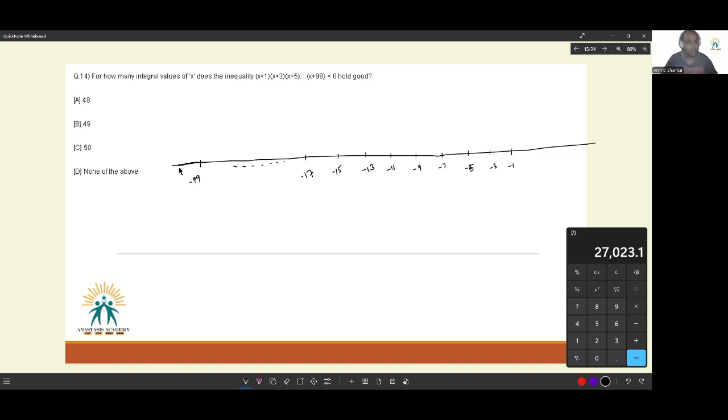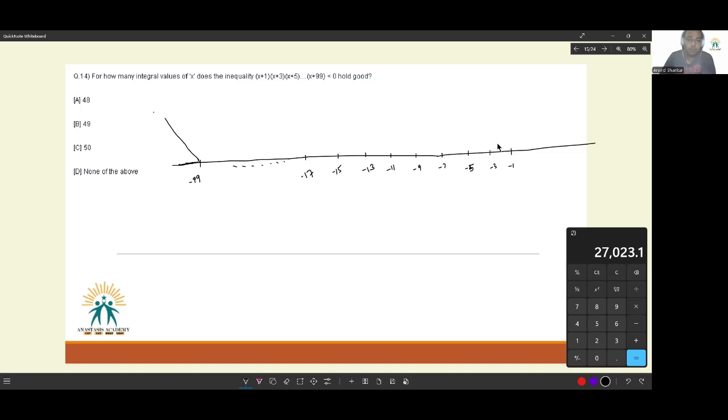Now see, if I take the value of x lower than -99, every term here will be negative. And there are 50 such terms. 99 is the 50th odd number. This is x plus the 50th odd number. So in this part, the graph will be positive. And what happens here? We'll figure out from the right side.